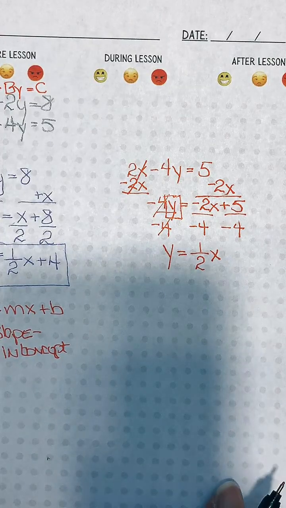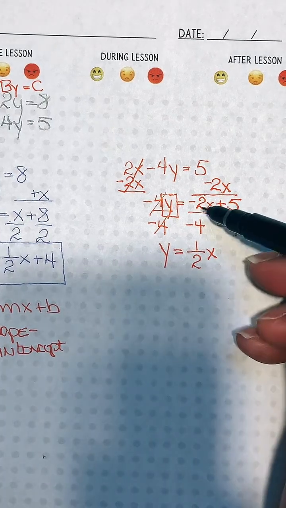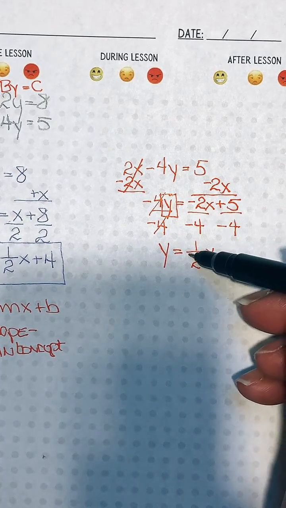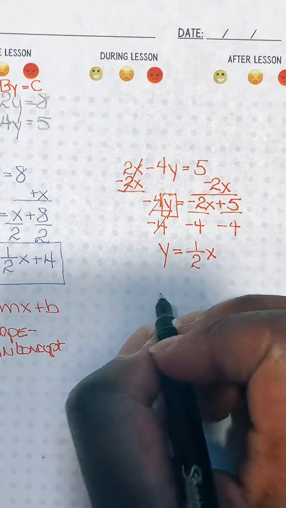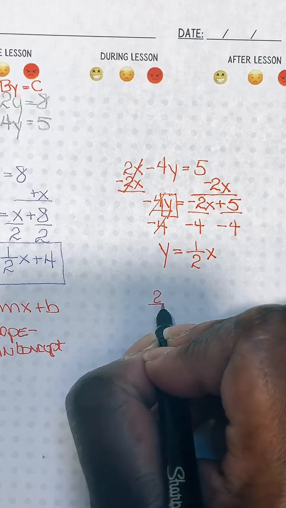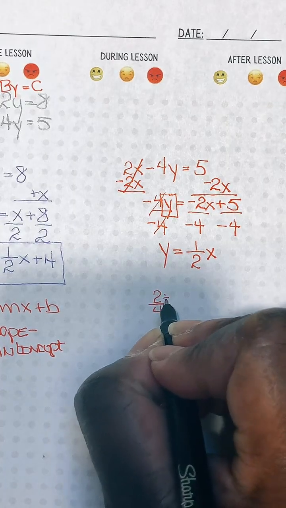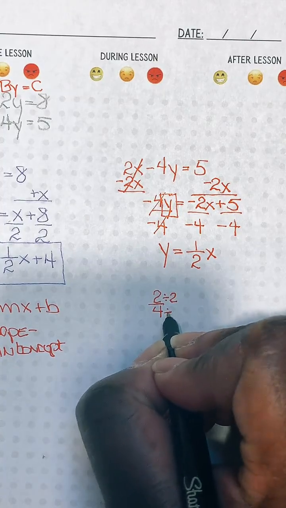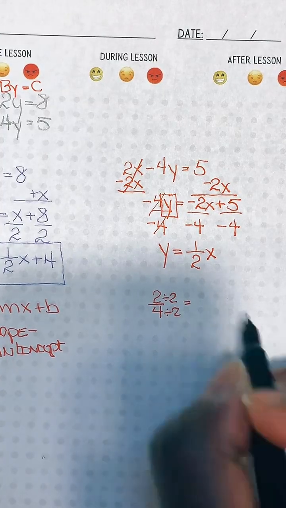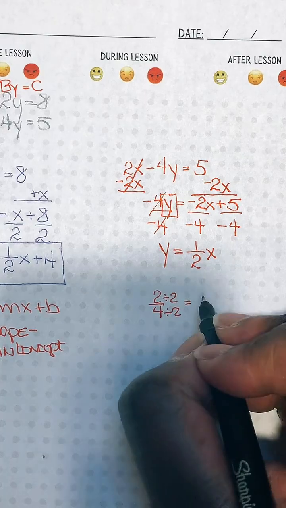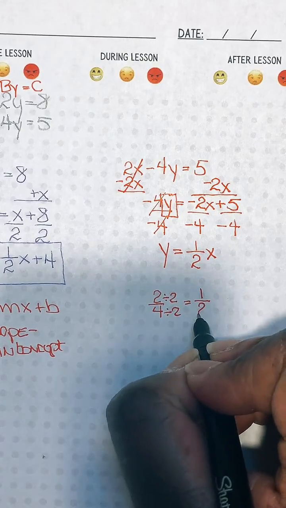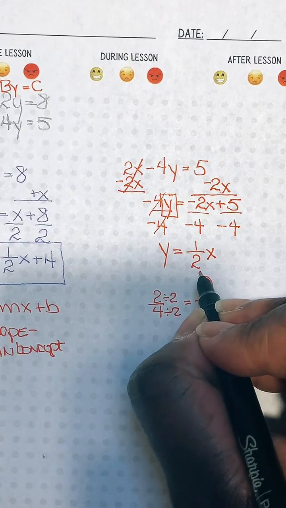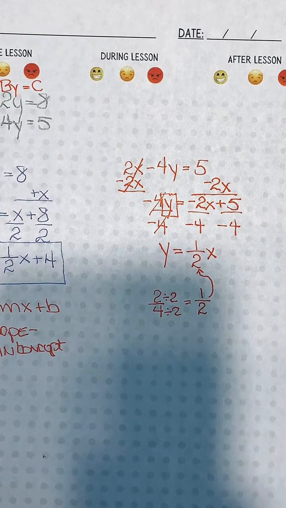All right. Now we have a negative divided by a negative, which gives me a positive. And 2 over 4 can be simplified. What they both have in common is 2. So 2 divided by 2 gives me 1, and 4 divided by 2 gives me 2. That's where the 1/2 came from.